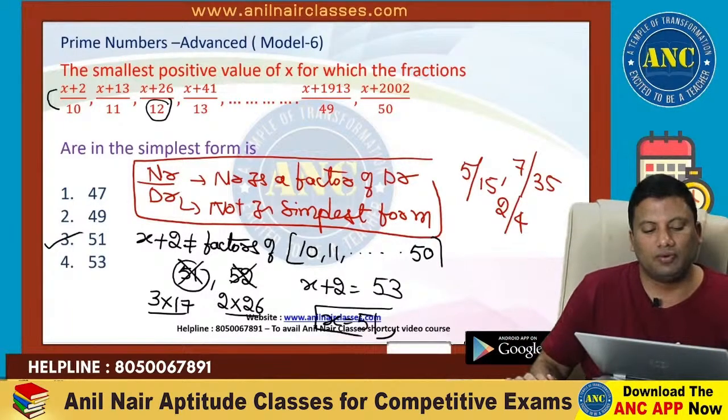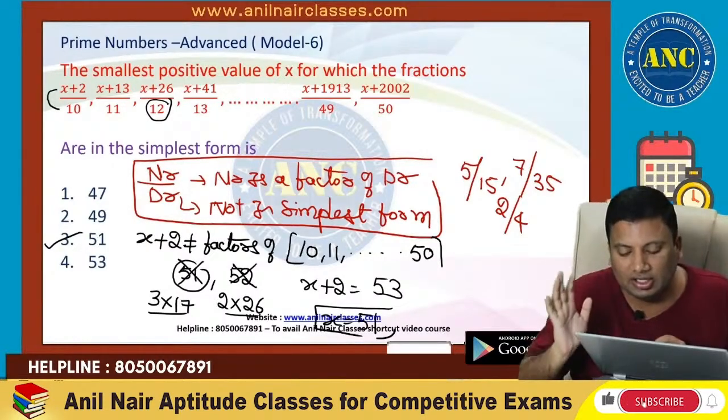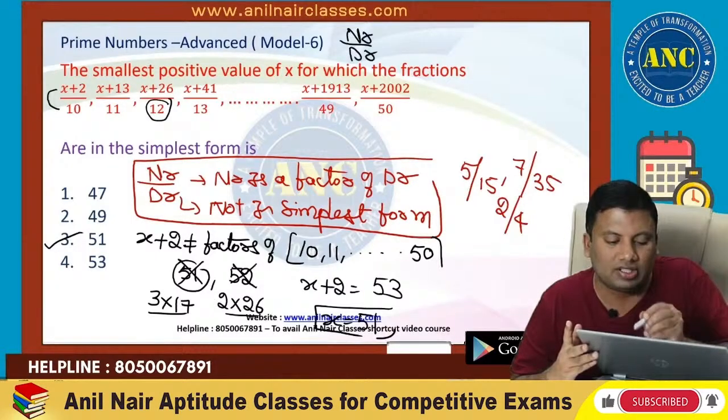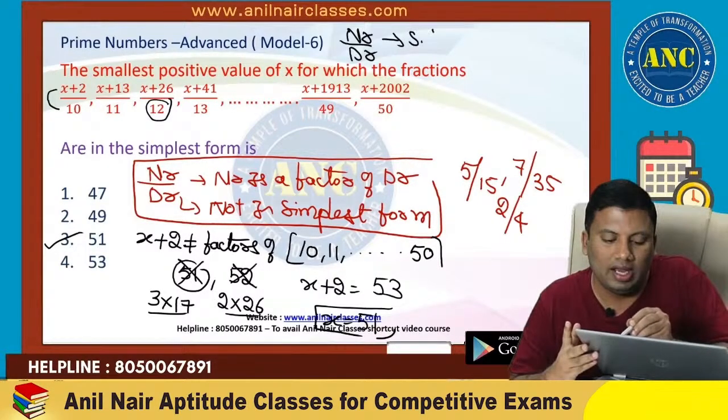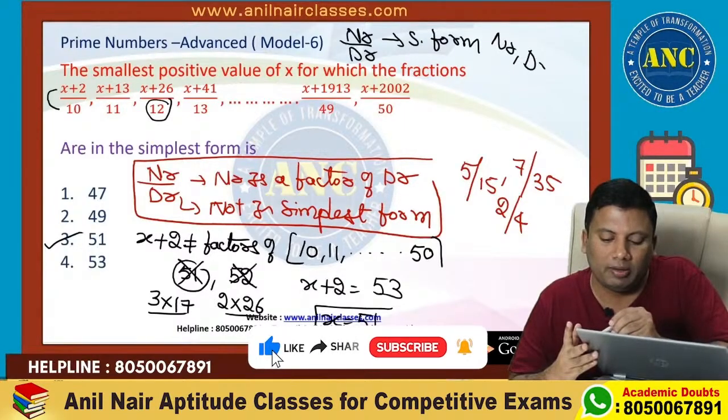Smallest positive value for which the fractions are in their simplest form. A fraction is said to be in its simplest form only when the numerator and denominator are co-prime to each other.